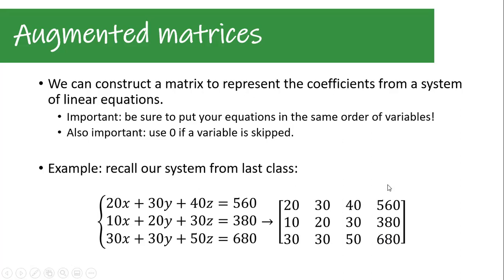Not your solutions in terms of X, Y, and Z, but your constants on the other side of the equals term from the original system. You can see that you can do the same with 10, 20, 30, 380, and 30, 30, 50, 680. Make sure that this makes sense. Make sure that you can write this. You can pause and cover up this matrix and rewrite it just from the system. However you want to practice, just make sure that you're getting some practice here.